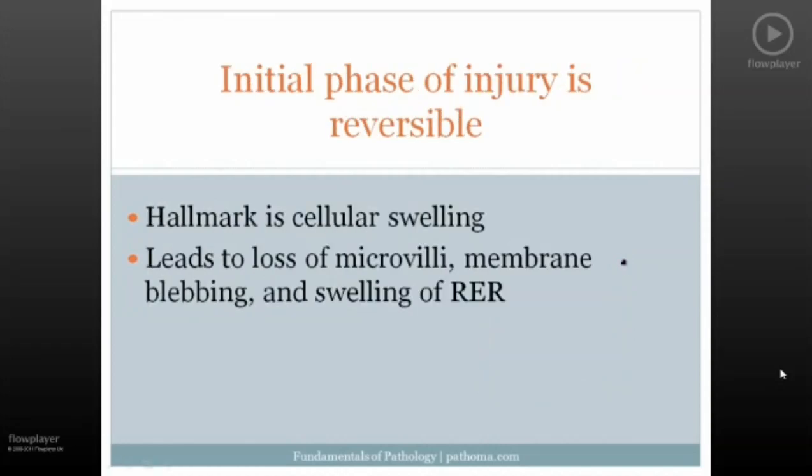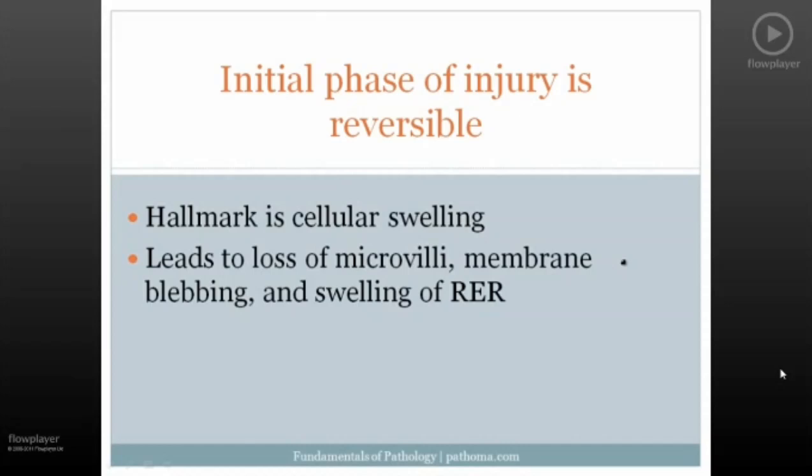The very initial phase of injury that occurs when there's low ATP is reversible. And so examiners like you to know what are the various findings in reversible injury, and what are the various findings if we were to go a step further and have irreversible injury. Very, very high yield, often shows up on exams. So let's take a moment to actually review this.